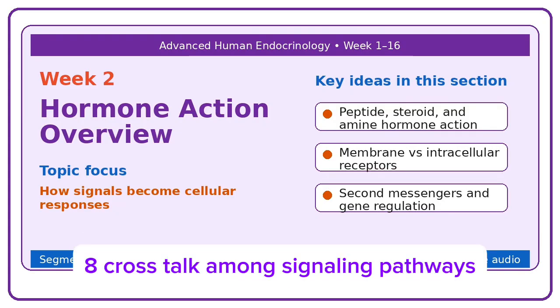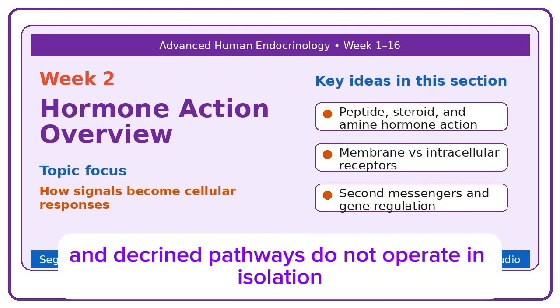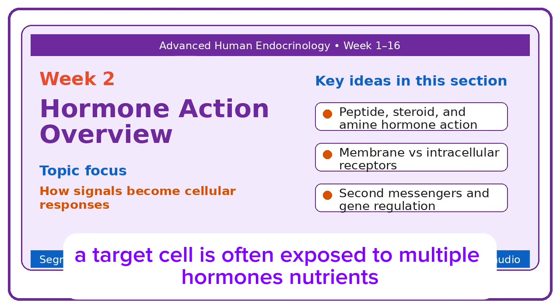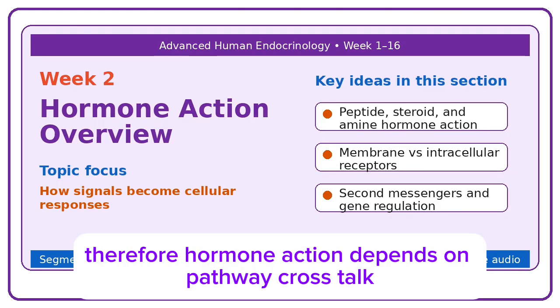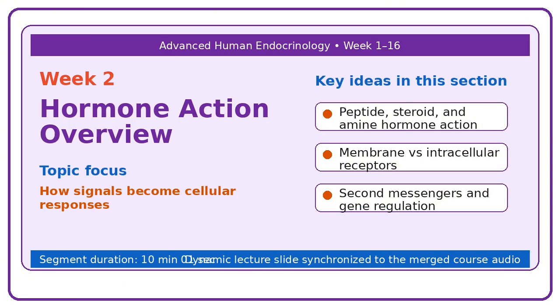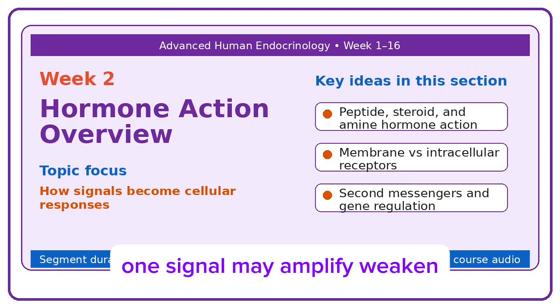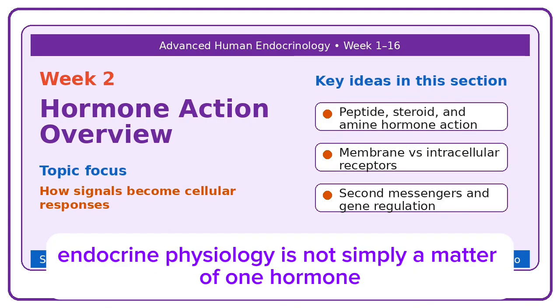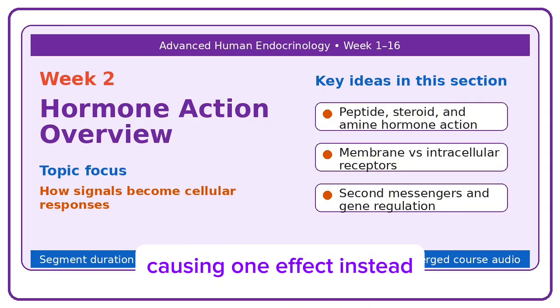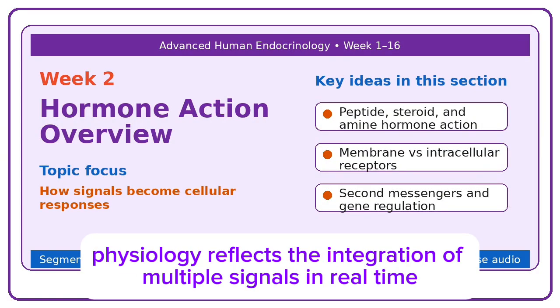8. Crosstalk among signaling pathways. Endocrine pathways do not operate in isolation. A target cell is often exposed to multiple hormones, nutrients, growth factors, and neural inputs at the same time. Therefore, hormone action depends on pathway crosstalk. One signal may amplify, weaken, or redirect the response to another. This helps explain why endocrine physiology is not simply a matter of one hormone causing one effect. Instead, physiology reflects the integration of multiple signals in real time.